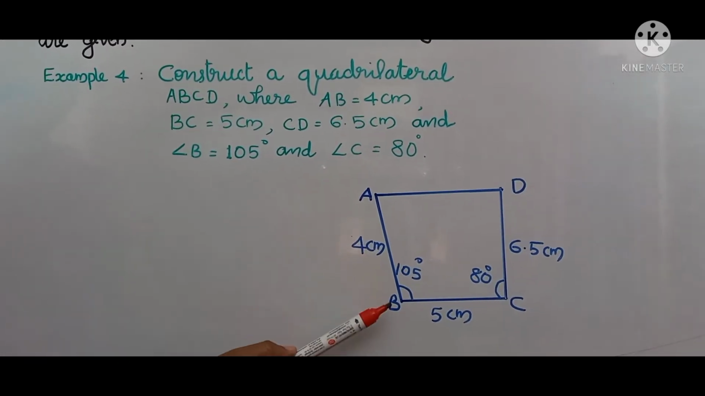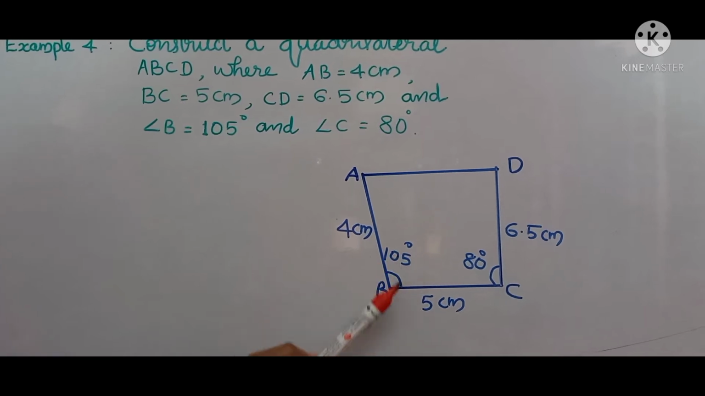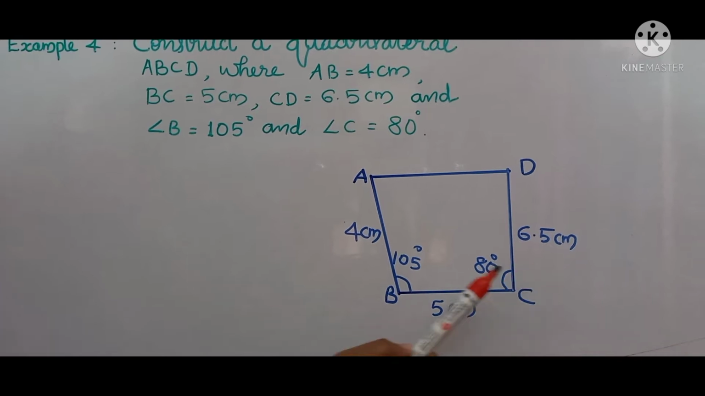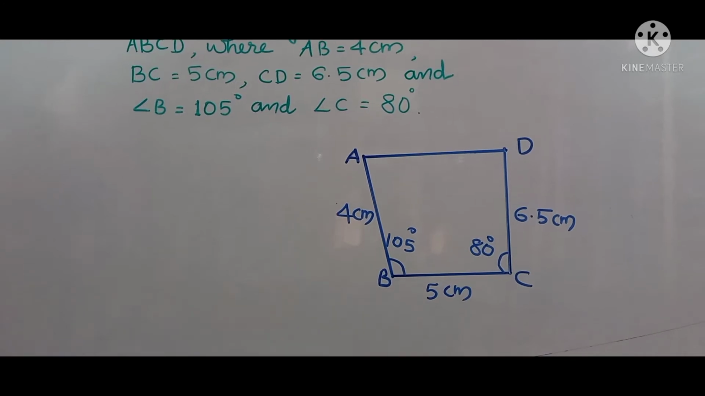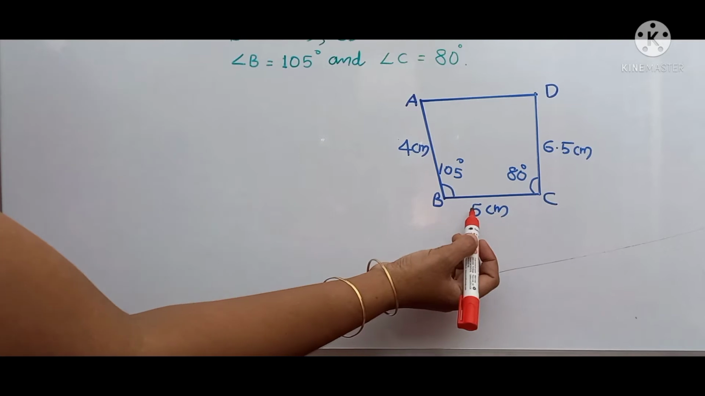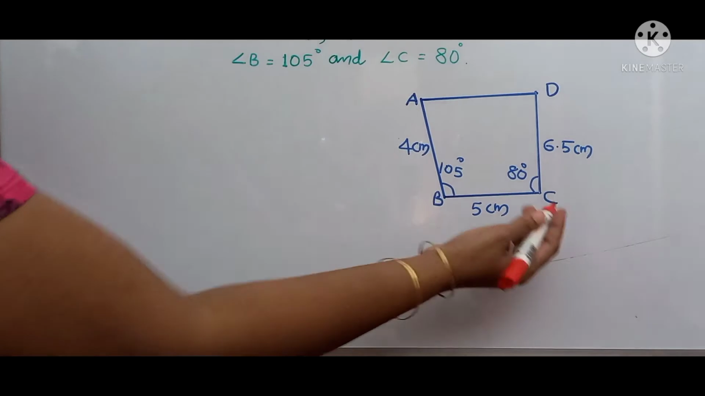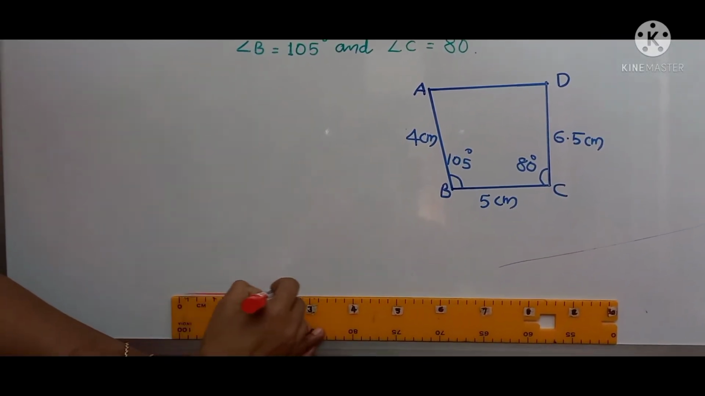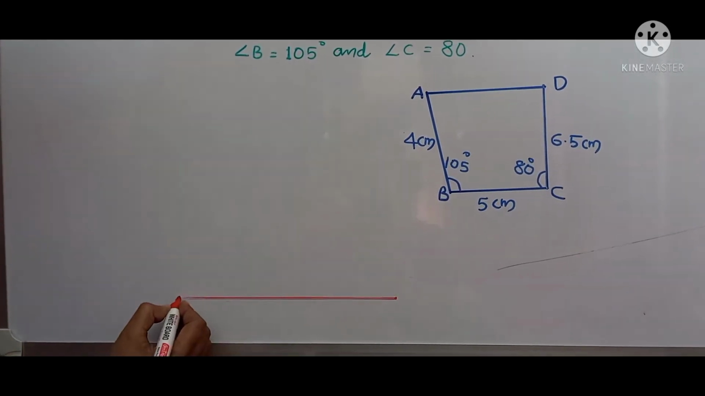Here I have drawn the rough sketch of ABCD and the given measurements also given here in that picture. BC 5 centimeter, CD 6.5 centimeter, AB 4 centimeter, angle B 105 degree, angle C 80 degree. Observe this rough sketch. Angle B and angle C is given. BC also given 5 centimeter. So we shall draw BC first. BC 5 centimeter. So we can draw BC 5 centimeter.